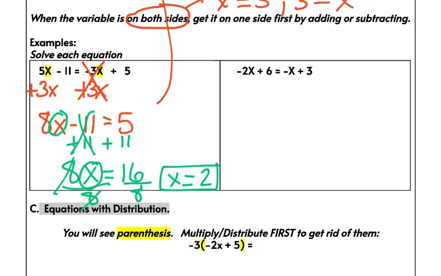All right, so I challenge you to pause the video and go try this next one over here. All right, now you're back. Let's see what you did.